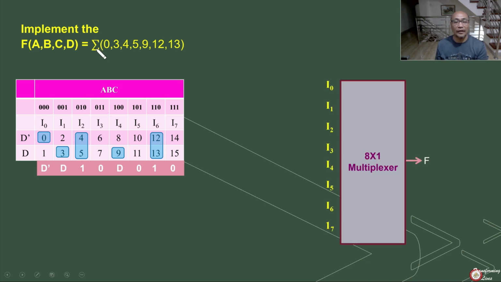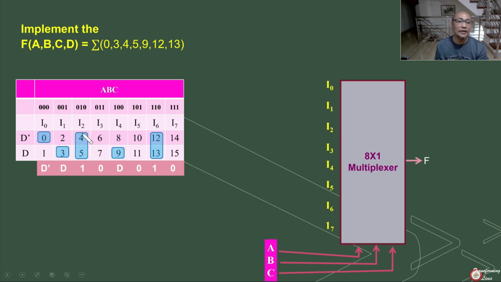As we said a while ago, we'll be using an 8 by 1 multiplexer. Our select pins, which we use here to select I0 up to I7, will be connected to A, B, and C. How about our inputs I0 to I7? Our inputs I0 to I7 will be connected to our derived values from our table. For example, I0, as we said a while ago, since it's connected only to D prime, then this becomes D prime.